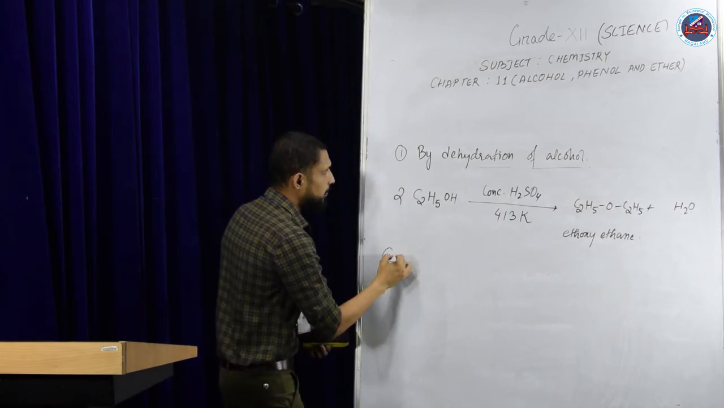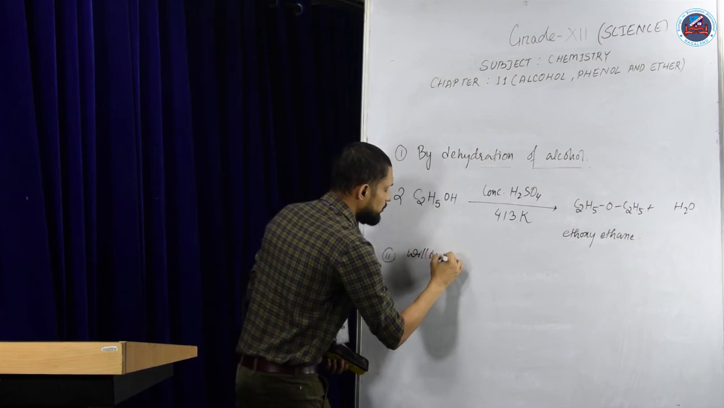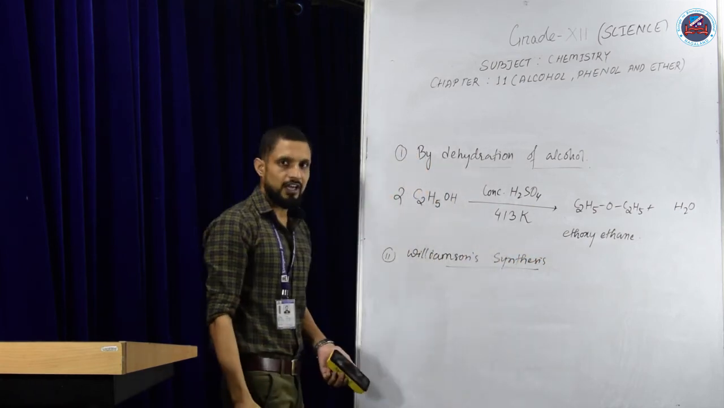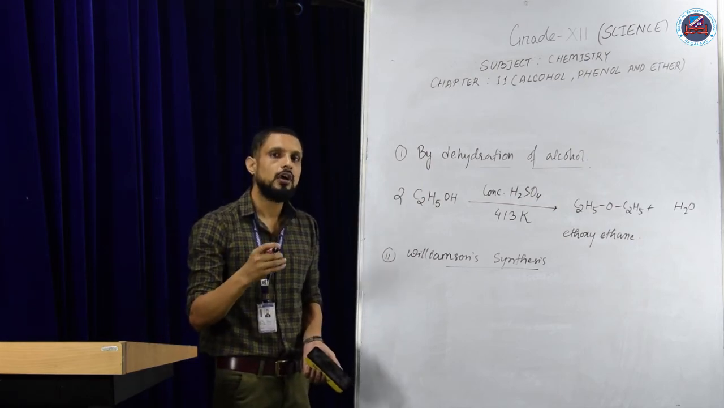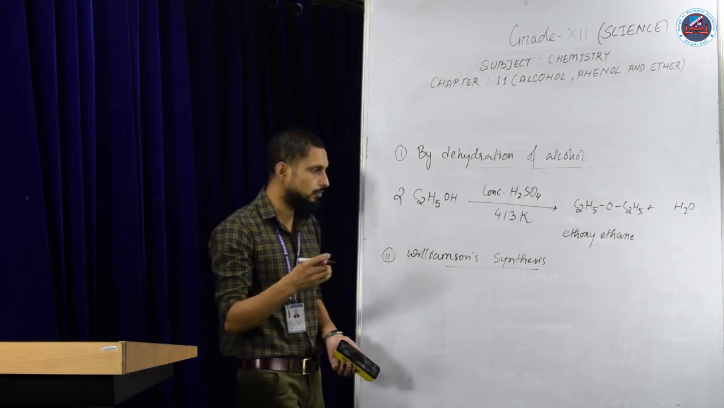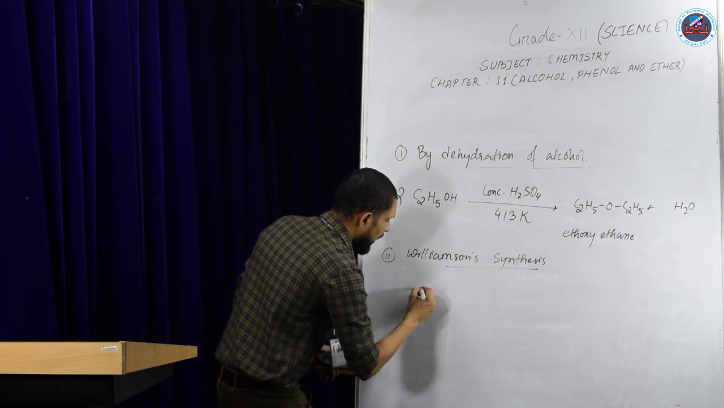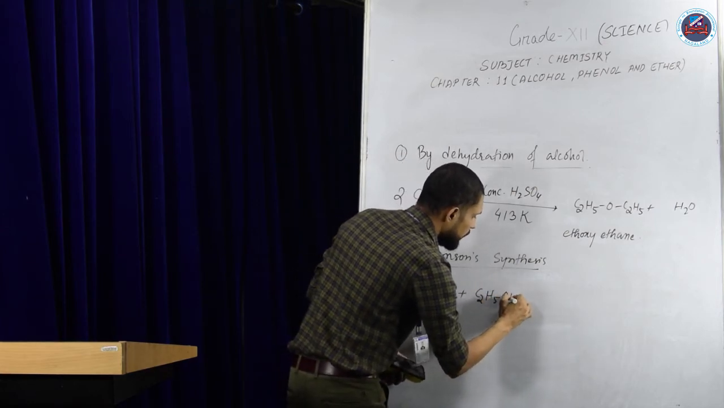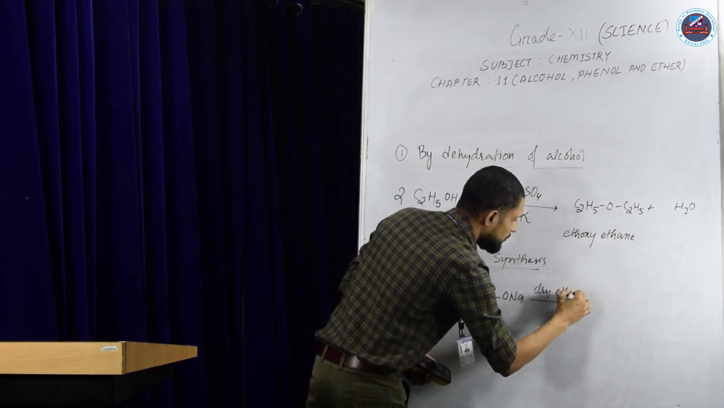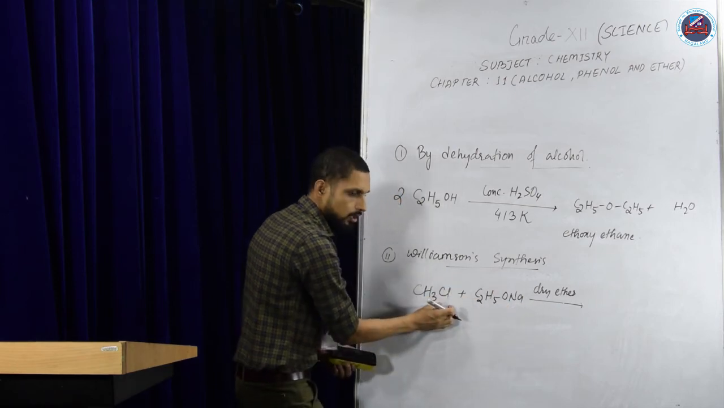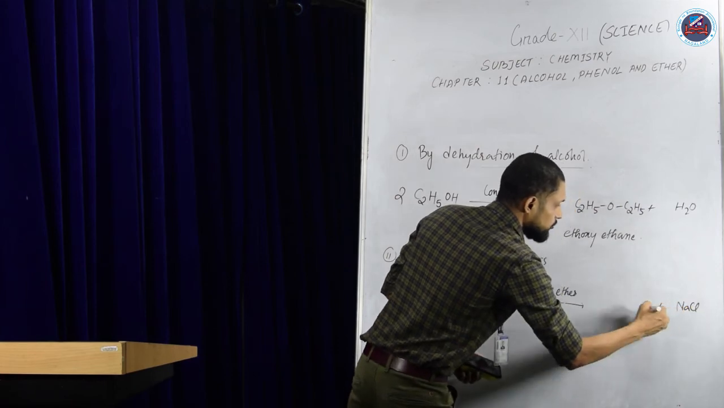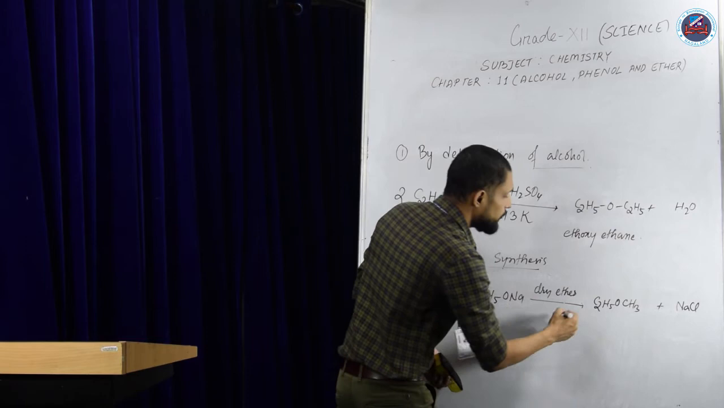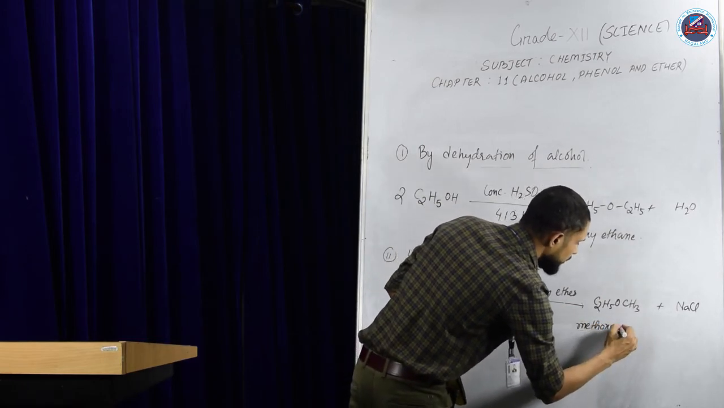Now the second method for the preparation of ether is Williamson's synthesis. In this method, an alkyl halide will react with sodium alkoxide in dry ether medium to form ether. You can take any alkyl halide, let us take CH3Cl, and sodium alkoxide, let it be C2H5ONa, in dry ether medium. Here the sodium will take Cl, that is chloride, and go out as NaCl, sodium chloride. And we'll get the ether C2H5OCH3. The name of this ether is methoxyethane.